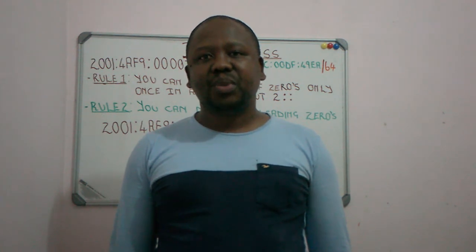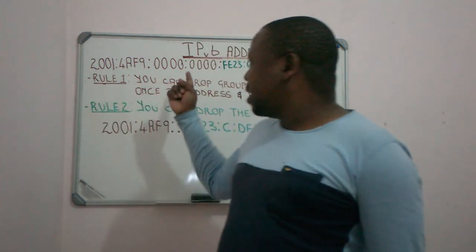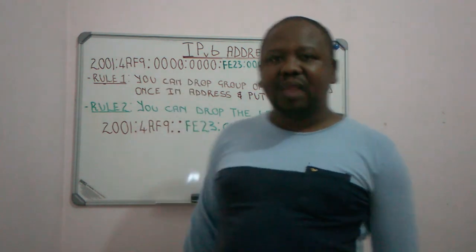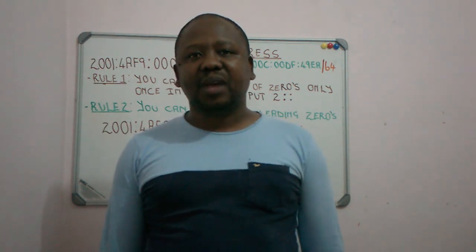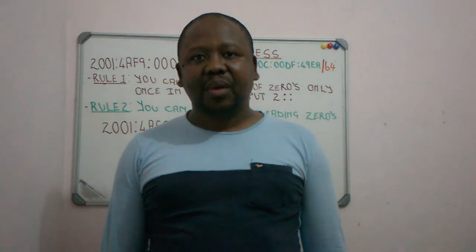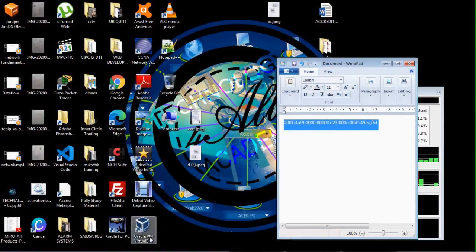And we'll also be covering the types of IPv6 addresses. As I told you, the one that I used here is an example of a global IPv6 address. So we'll be covering types of IPv6 addresses. For now, let me show you an example of IPv6 configuration.